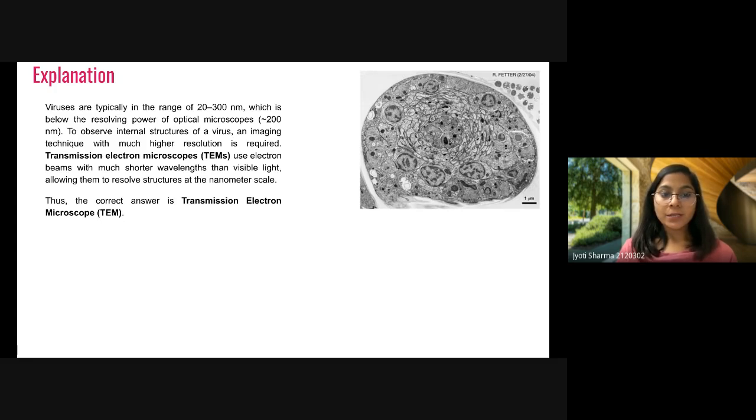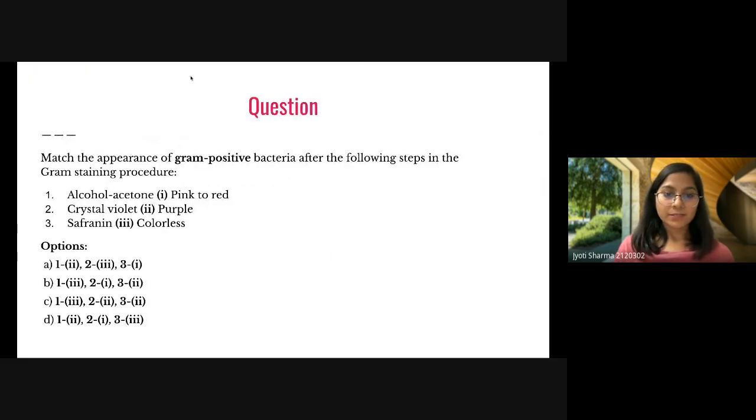Viruses are typically in the range of 20 to 300 nanometer, and this is below the resolving power of the optical microscope. An optical microscope has a resolving power of just near 200 nanometer, and below that we need a higher resolution microscope, which is the transmission electron microscope. It uses a much shorter wavelength than visible light, and that allows us to resolve structure at the nanometer scale. So this is how transmission electron microscope is used if we want to see the internal structure of the virus.